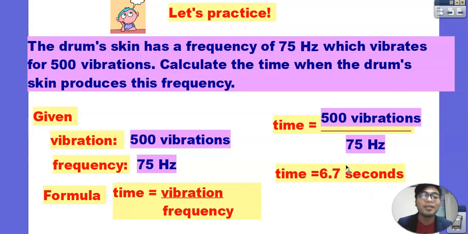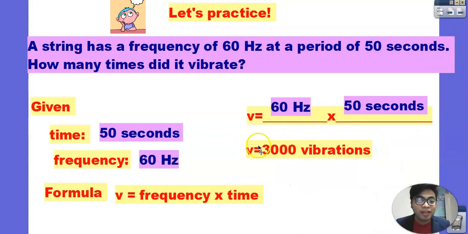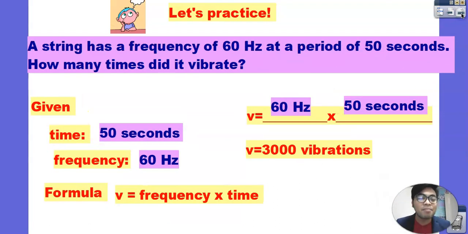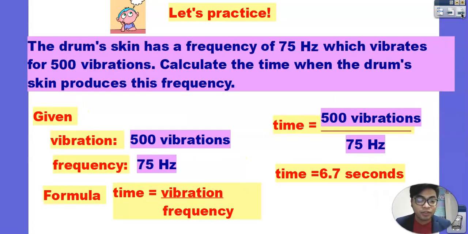So I want you to observe, if time is a value, it's usually in seconds. If vibrations, we just put vibrations. And if it is frequency, the value here is vibrations per second, or over a period of time, and that will give us Hz, which stands again for hertz. That is the standard measure for the frequency.